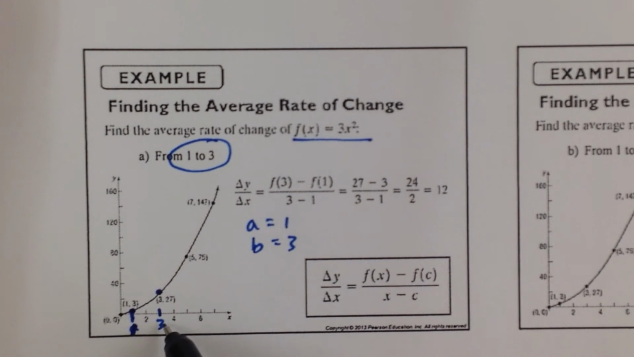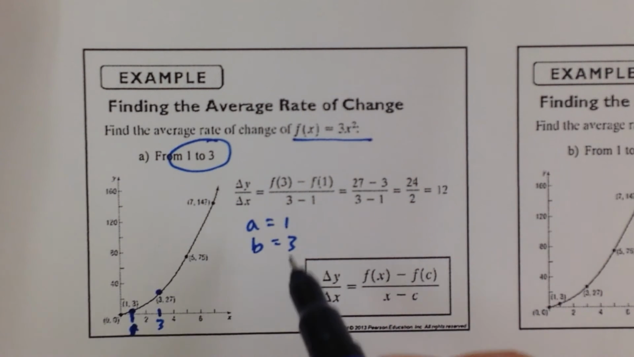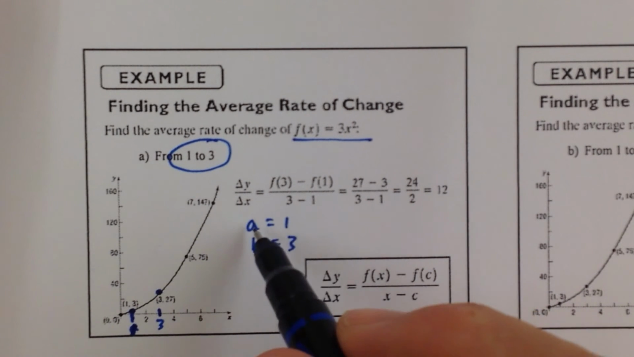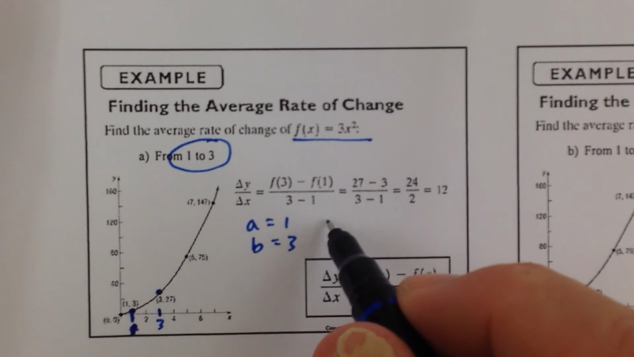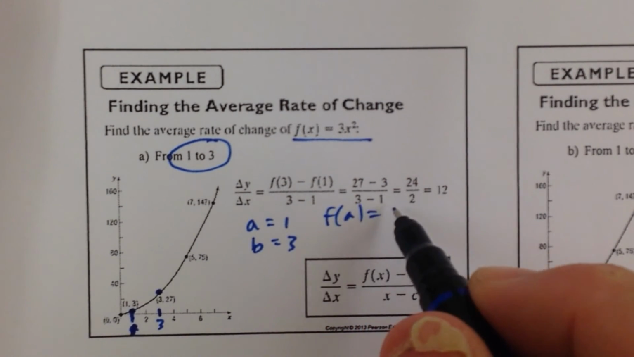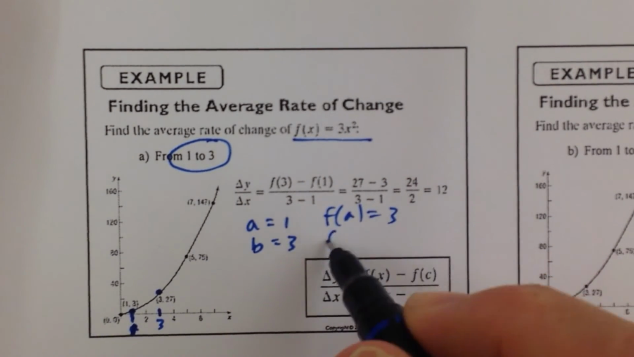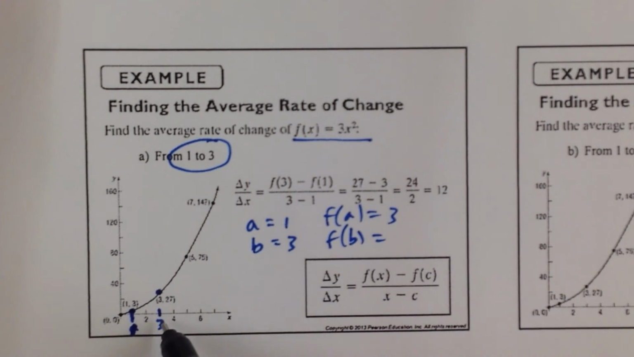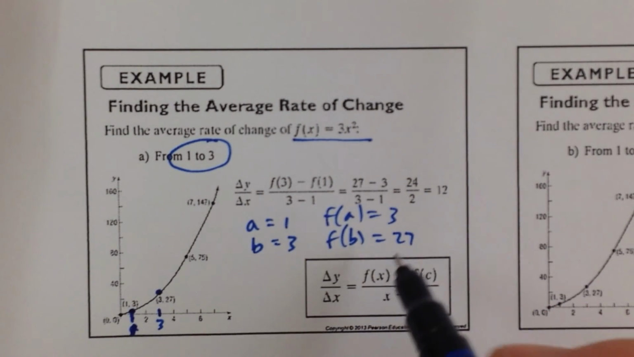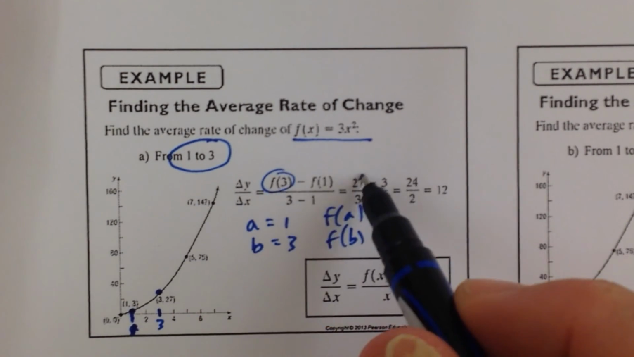So a is 1, b is 3, and then f of a would be, well, what's f of 1? f of 1 is 3. So f of a is 3. And then f of b, where b is 3, so f of 3 is 27. So that's where these numbers come from. f of 3 is 27.